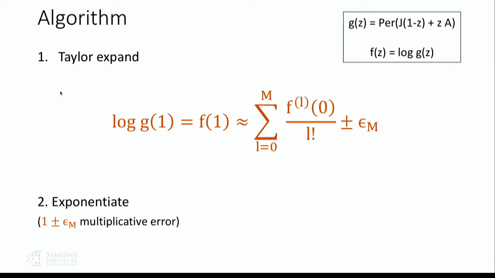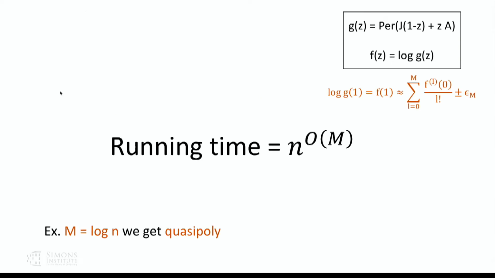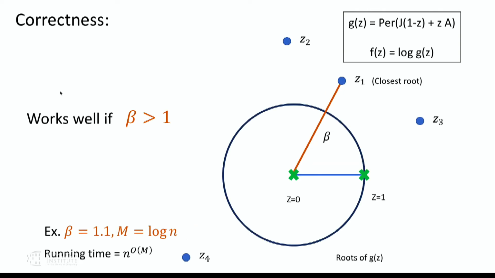Now, like any other algorithm, we can think about running time and correctness. It turns out that if I need up to n derivatives here, n terms in the Taylor expansion, then the running time is n to the power order n, because the l-th derivative is computable in time n to the power order l. So, for example, if I take m equals log n, then I get quasi-polynomial time.